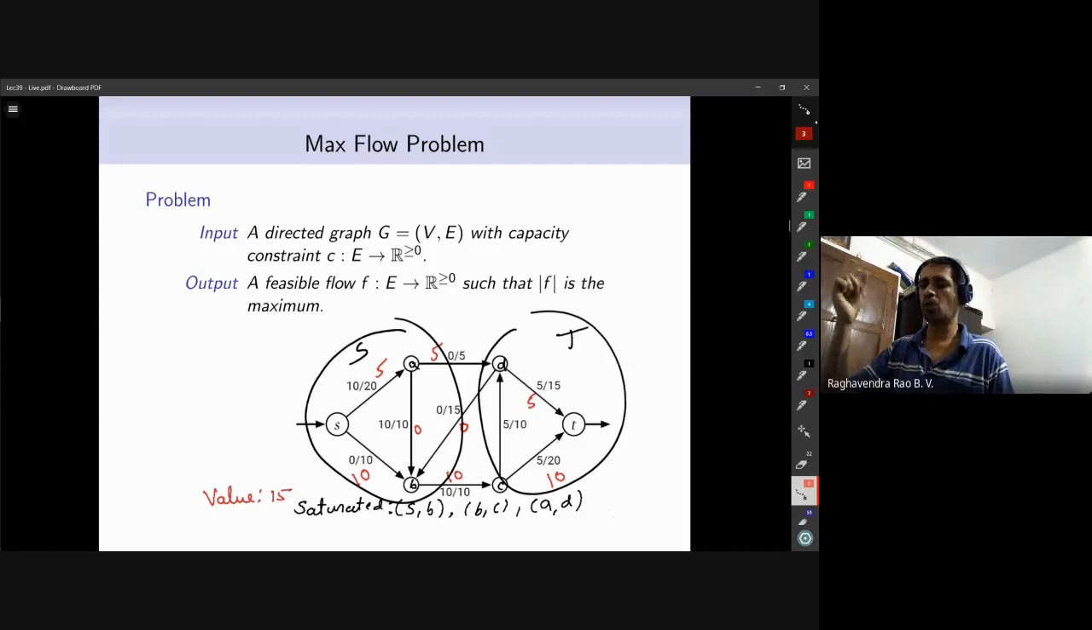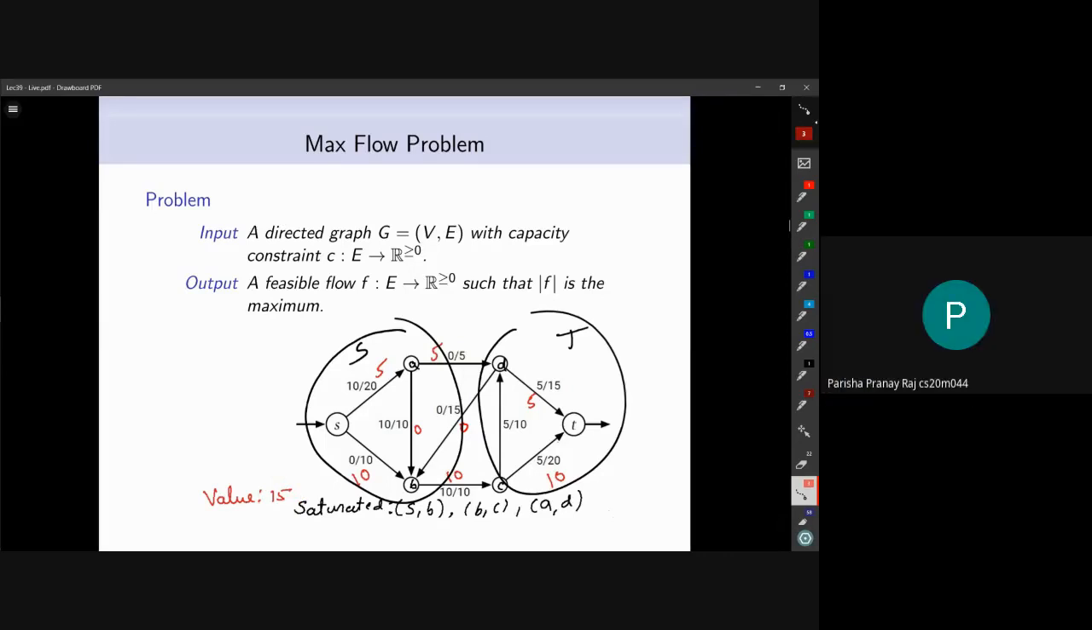So what we are going to show is that the minimum value of an S to T cut will be equal to the maximum value of an S to T flow. In this case, the minimum value happens to be 15, and hence it will be the value of the maximum flow.